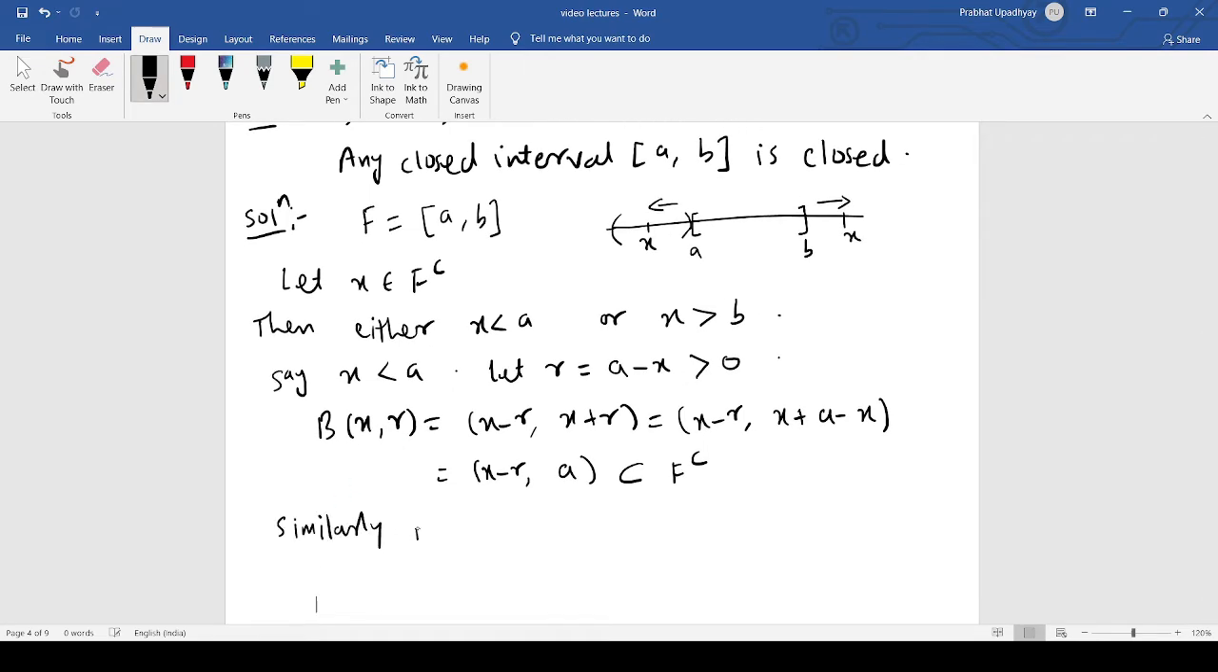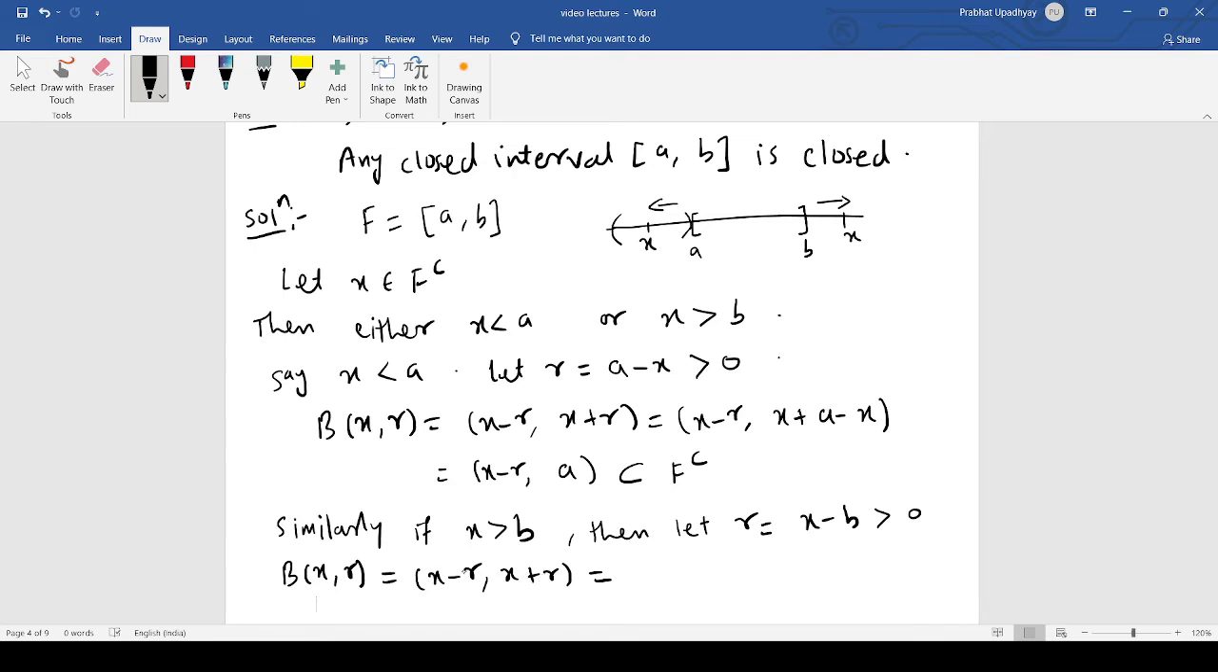Similarly, if your x is greater than b, then choose your r to be the distance between b and x. Then let r be the distance between b and x, and that distance is mod of x minus b. We know that x is greater than b, so it is x minus b, and this is greater than 0. So here the open ball centered at x of radius r is again the open interval (x minus r, x plus r). Since x is greater than b, I know x plus r is greater than b.